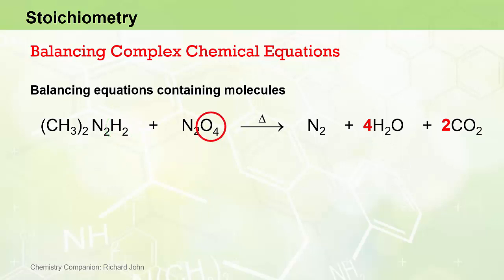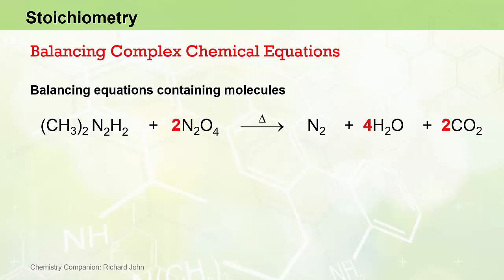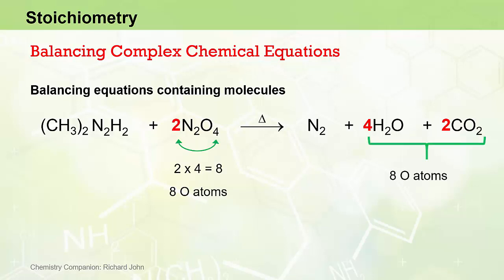Oxygen is the next element we balance, and at the moment we have 4 oxygen atoms on the left-hand side, and on the right-hand side we have a total of 4 oxygen atoms associated with the 4 water molecules, plus another 4 oxygen atoms associated with the 2 carbon dioxide molecules, which gives us a total of 8 oxygen atoms on the right-hand side. So to get 8 oxygen atoms on the left-hand side, I'm going to put a big 2 in front of the N2O4 formula, and that gives me 2 times 4, which equals 8 oxygen atoms on the left-hand side, to match the 8 oxygen atoms on the right-hand side.